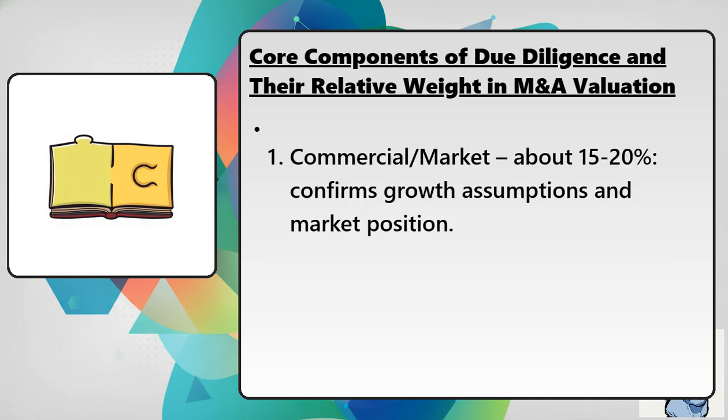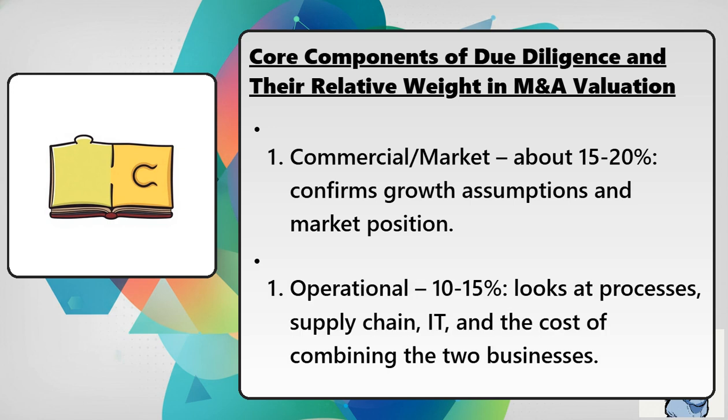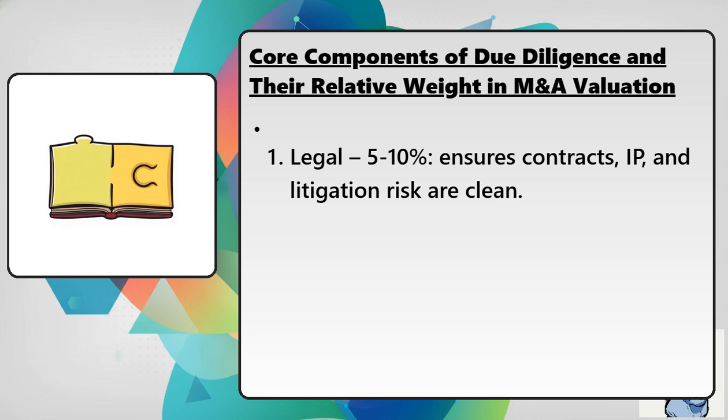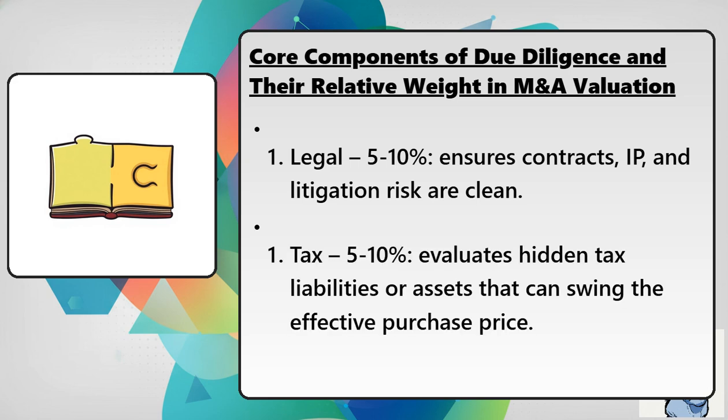Commercial/market, about 15 to 20%, confirms growth assumptions and market position. Operational, 10 to 15%, looks at processes, supply chain, IT, and the cost of combining the two businesses. Legal, 5 to 10%, ensures contracts, IP, and litigation risk are clean. Tax, 5 to 10%, evaluates hidden tax liabilities or assets that can swing the effective purchase price.